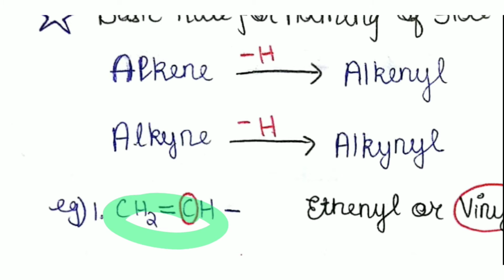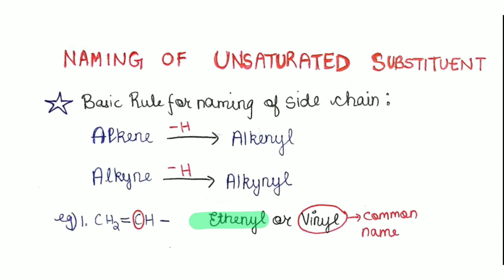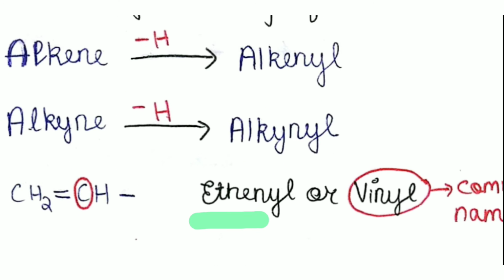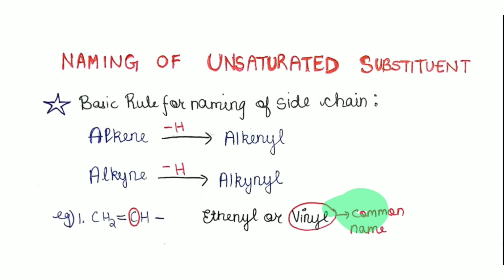But since one hydrogen atom is less in this formula, it is our unsaturated substituent, which we are going to attach to the principal carbon chain, whatever it might be. So it's going to be ethenyl. To the name of the normal unsaturated hydrocarbon, you are just removing the E and replacing it with YL. So it's basically ethenyl or vinyl. Vinyl is the common name for this substituent.